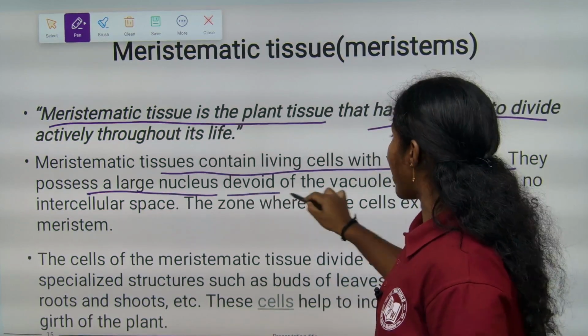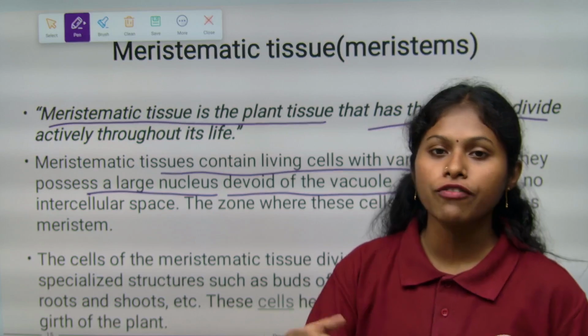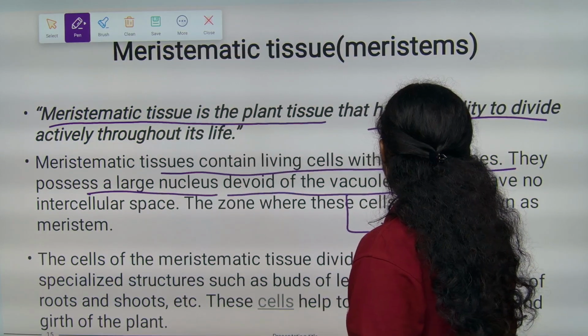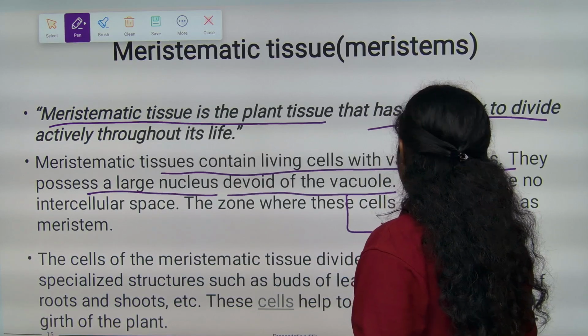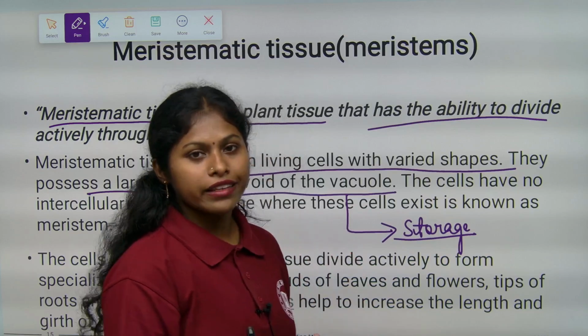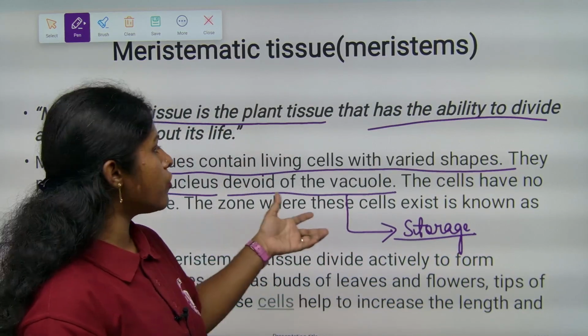They are devoid of vacuoles. Is there any function to have a vacuole? No. What is the function of a vacuole, children? It is storage. But as they are actively dividing cells, what is the role of storage? They are utilizing it, no. So there is no point in storing. That is why they are devoid of vacuoles.